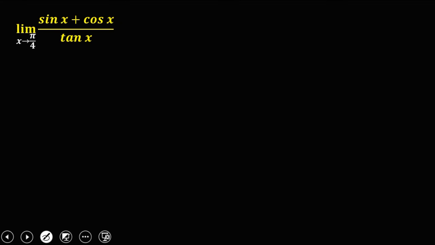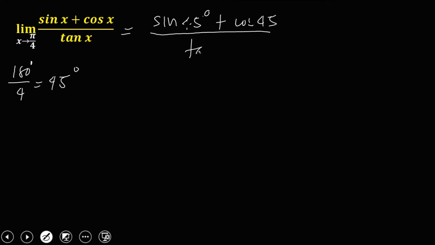Then for this given, sine x plus cosine x over tangent x. So this pi over 4, convert to degrees. So we have 180 divided by 4. This one is 45 degrees. Then substitute. So sine 45 plus cosine 45 over this tangent 45.